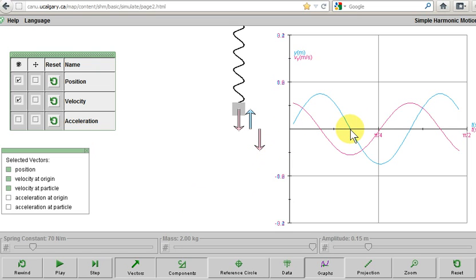Notice that when the position is 0, when x is 0, the speed is a maximum. See, at this time here, the value of x is 0, but the speed is a maximum. And vice versa. When the displacement of the particle from the equilibrium position is a maximum, the speed is 0. So the particle briefly stops when it reaches its maximum height or its minimum height. At the minimum height, the speed is 0. Here again we see it. At this value of t, the speed is 0, but x is a maximum.